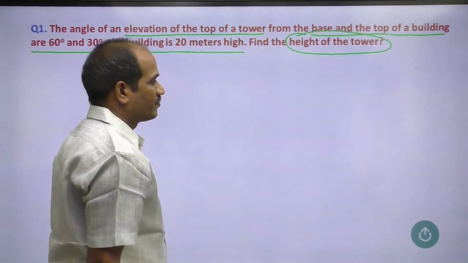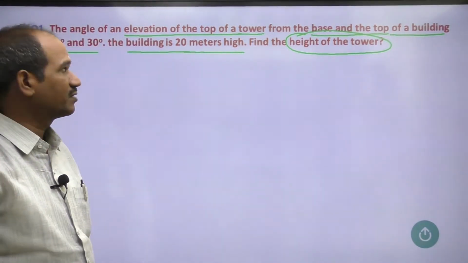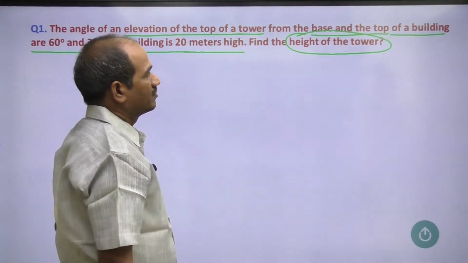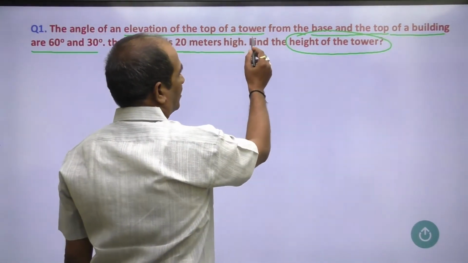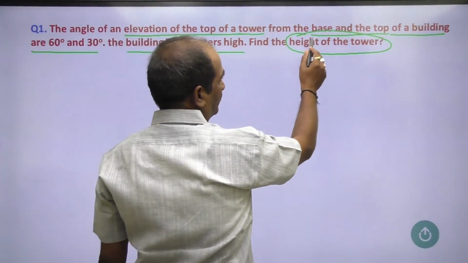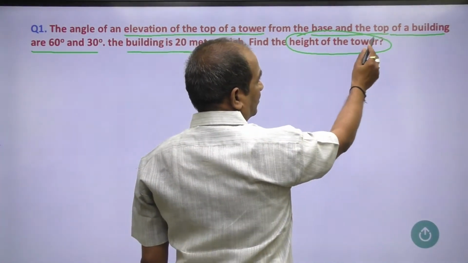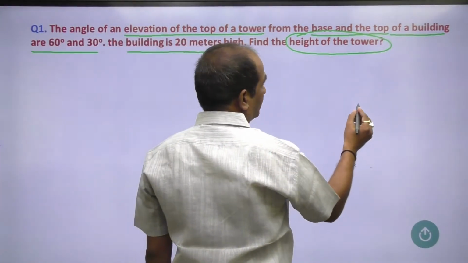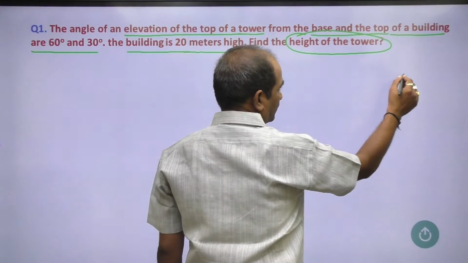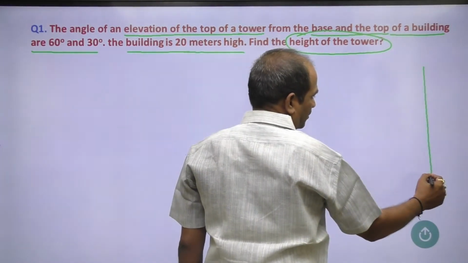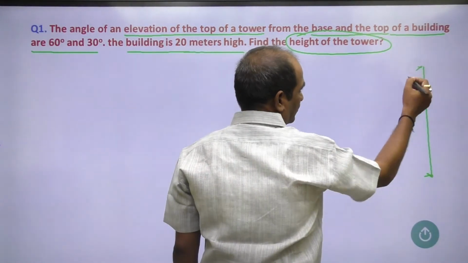See here first in this diagram. The angle of elevation of the top of a tower, from the base and top of a building, are 60 and 30 degrees. First, this is the tower.